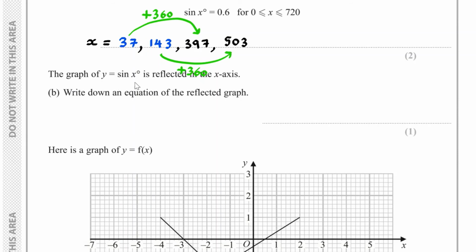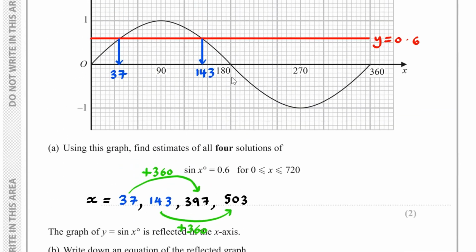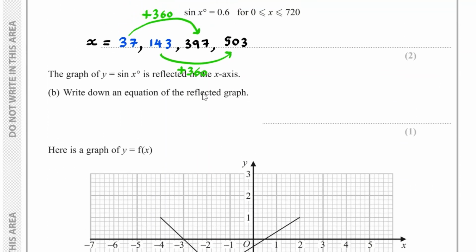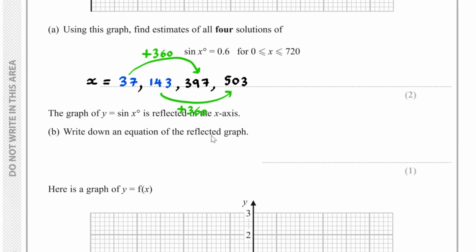Now, the graph of y equals sine x is reflected in the x-axis, and we have to write down the equation of the reflected graph. Well, if I reflect in the x-axis, that means I have y equals minus sine x.